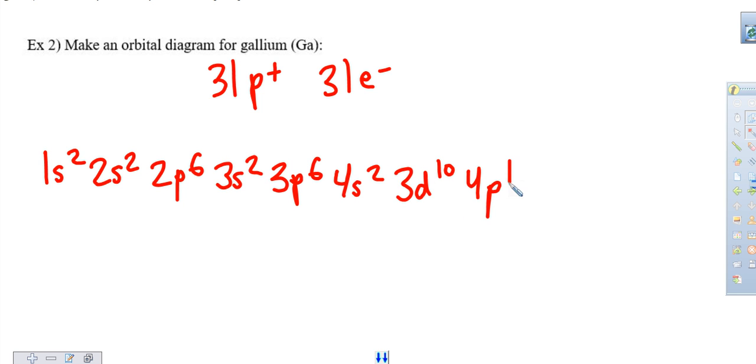So next up is the 4p. There's only 1 electron left. I'm going to write 4p1. I'm not going to write 4p6. I'm going to write 4p1 because there's only 1 electron in the 4p. So that is the full electron configuration.